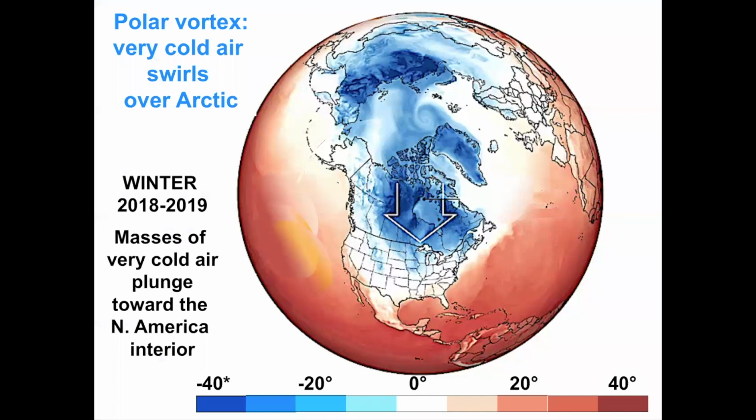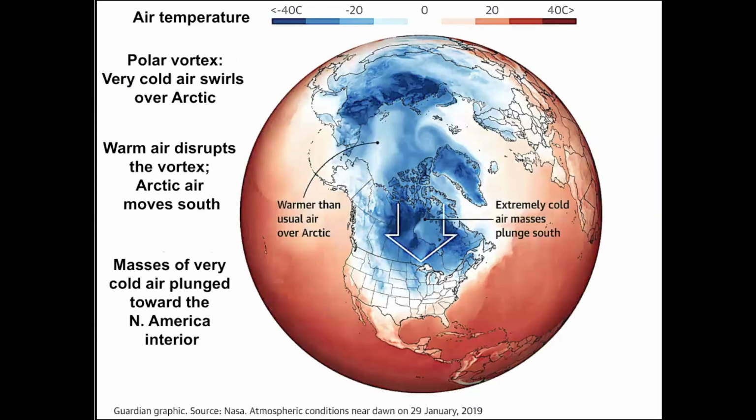And it was caused, according to NOAA, the National Oceanic and Atmospheric Administration, by masses of cold air. There's a polar vortex of cold air that swirls around the Arctic. And in the winter of 2018-19, masses of that cold air plunged toward the interior. But the reason they did that was that warm air disrupted the vortex, and the Arctic air that was disrupted moved south. So this was not the onset of an ice age. This was caused by climate disruption due to the current warming of the globe.